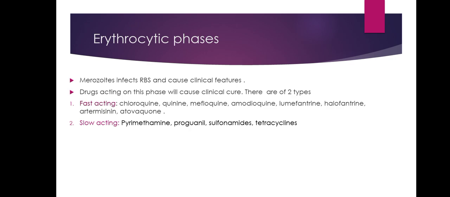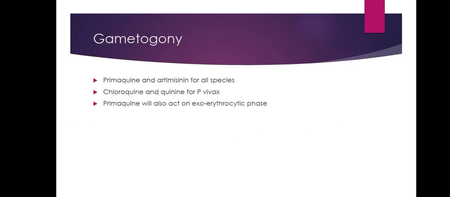the doctor will most likely give the fast acting drugs to the patient rather than the slow acting drugs. So for the fast acting drugs, we have amodiaquine, halofantrine, chloroquine, quinine, atovaquone, artemisinin, and so on. And for the slow acting, we have pyrimethamine, sulfonamide, proguanil, and tetracyclines. So those are the different separations of the drugs in the erythrocytic phase.